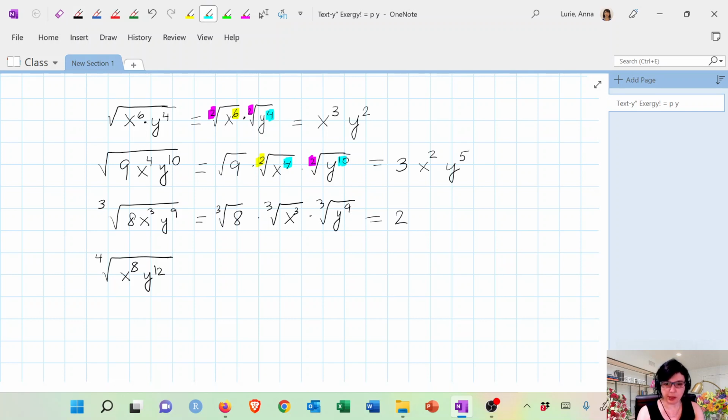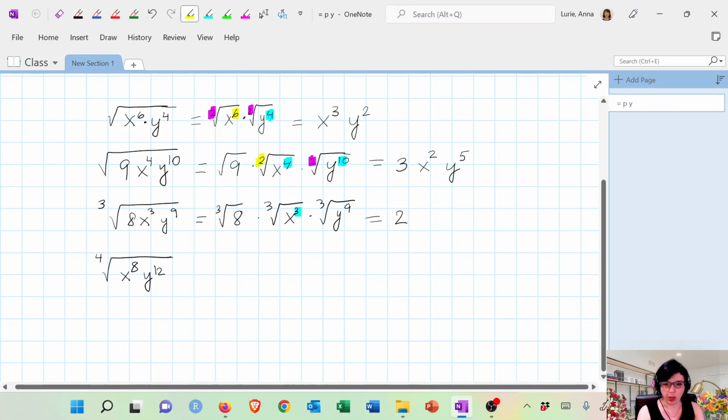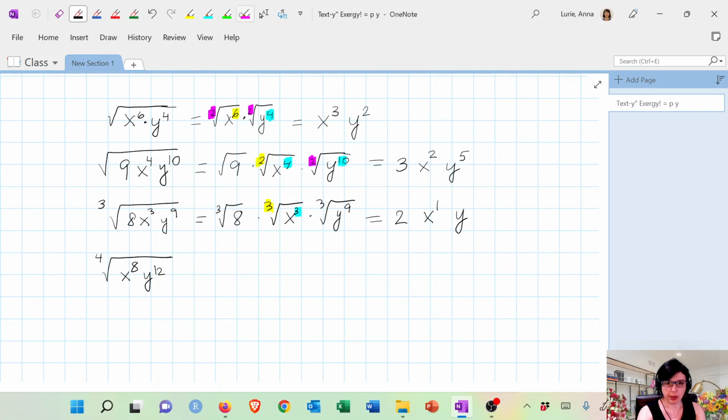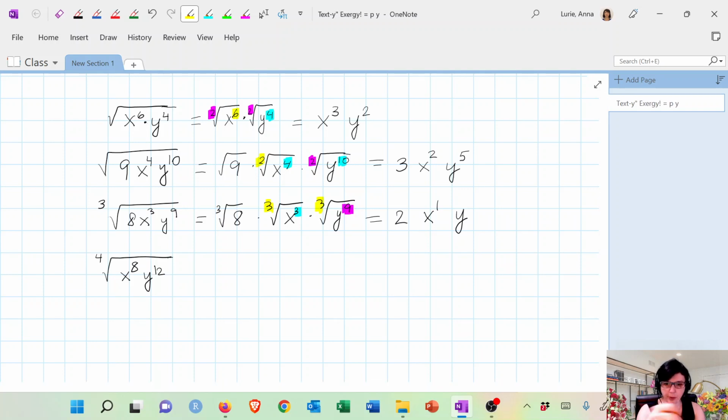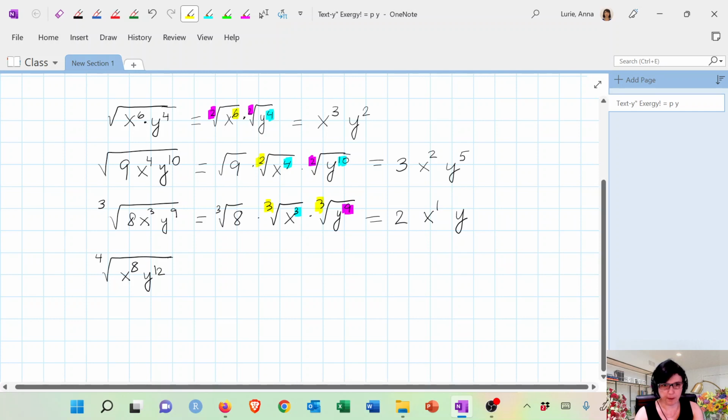Now, what happens with these powers? The same exact thing. You take each of the powers and divide by the index. What is 3 divided by 3? That's 1, so that's x to the power 1. And then let's do the y's. The power is 9, the index is 3, so you're dividing the power by the index. 9 divided by 3 is 3. Usually when you see power 1, you're not going to keep it, so you just write x. So 2xy cubed is your answer.